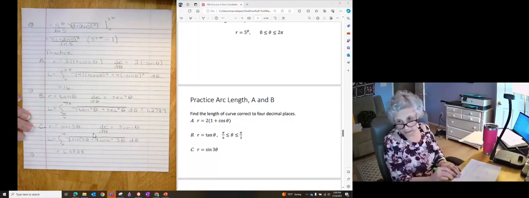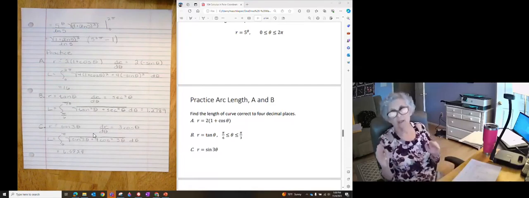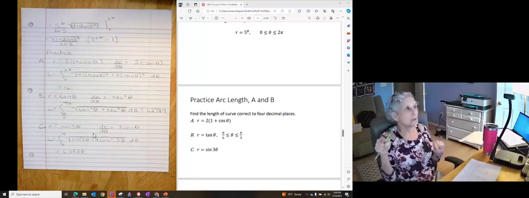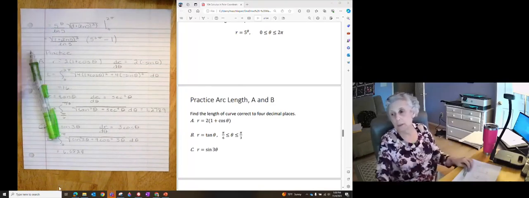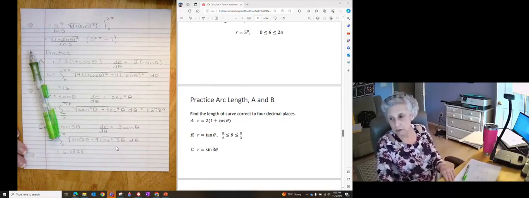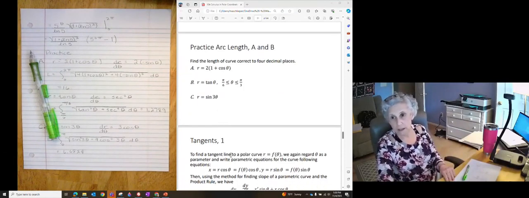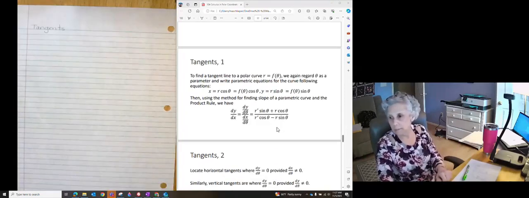For C, you had to know that sine of 3 theta is a 3-petaled rose, and it only takes the interval from 0 to pi to create that. So practice these. You can do it. We got one more section to go.